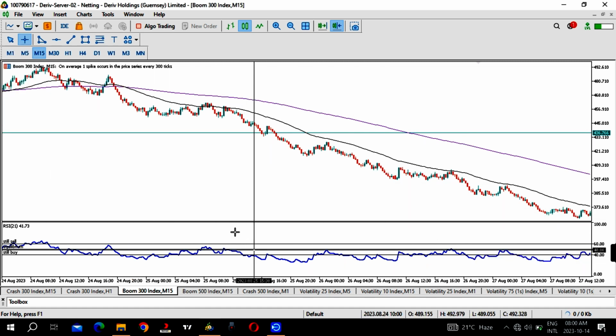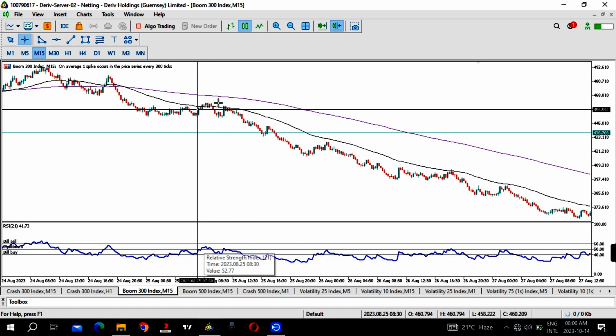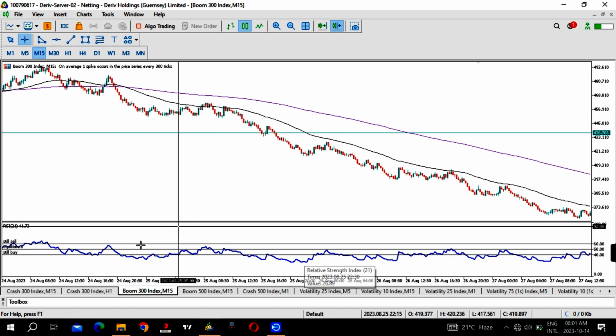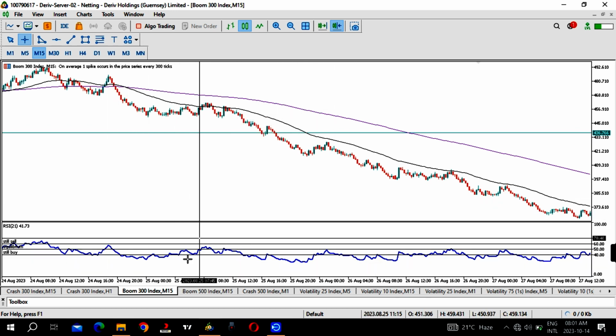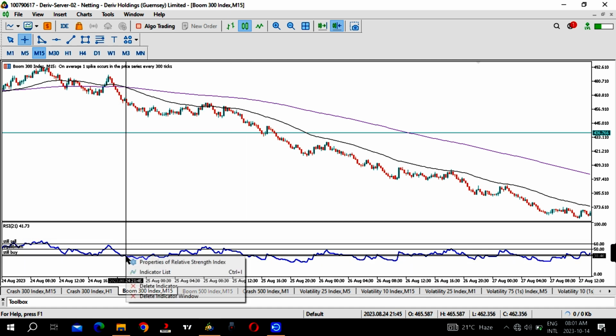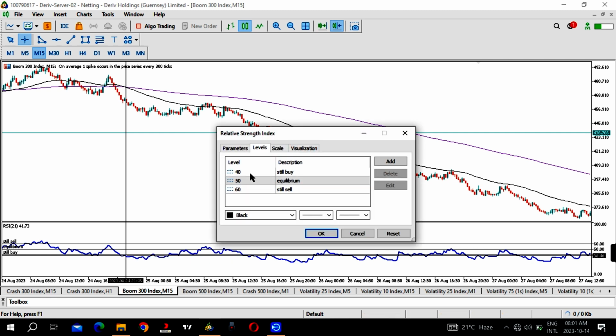And then we're also using the RSI for our entries, right? For our entries, mainly we're going to be using the 50 moving average in combination with the RSI. But for the trend, we can also use the RSI. That's why I labeled these levels still buy and these levels still sell. Oh, I didn't show you the levels. I think I forgot to do that.